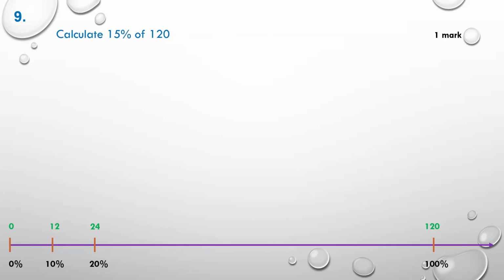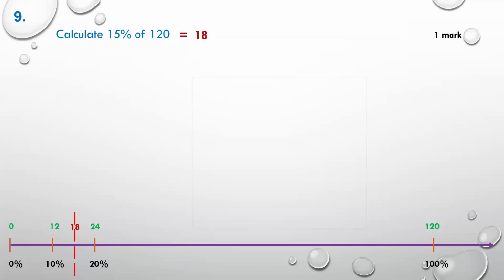Now let's look at our question. Is our question asking us for 10%? No. Is it asking us for 20%? No. It's asking us for 15%. Where is 15%? Directly in the middle of 10% and 20%. So that means 15% is directly between 12 and 24. If each 10% we move by 12, then what's the middle of 12 and 24? Well, the answer is 18. And that's it. The question is finished.